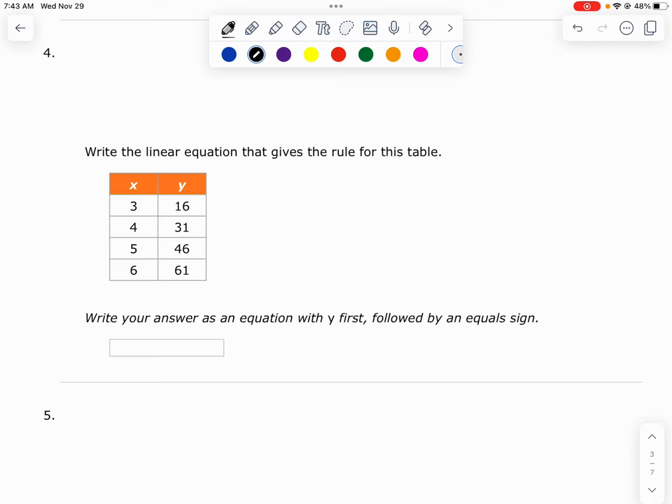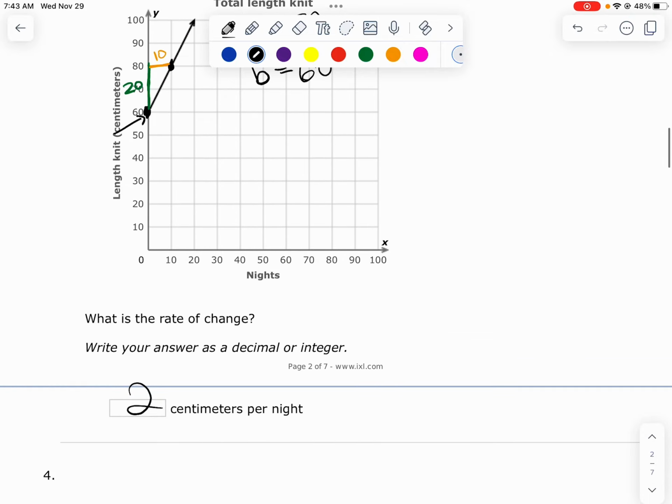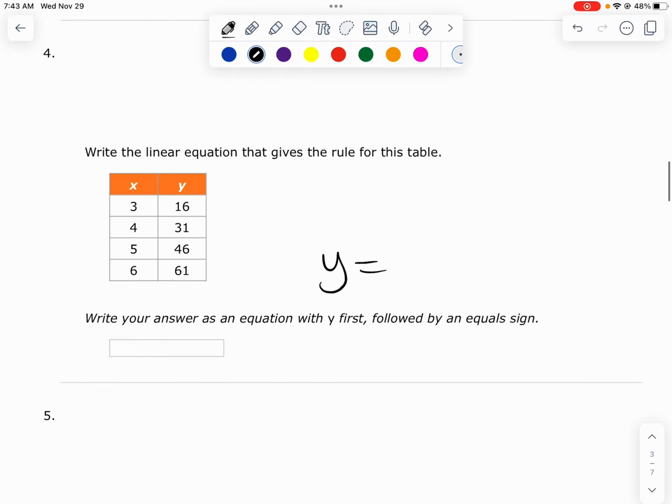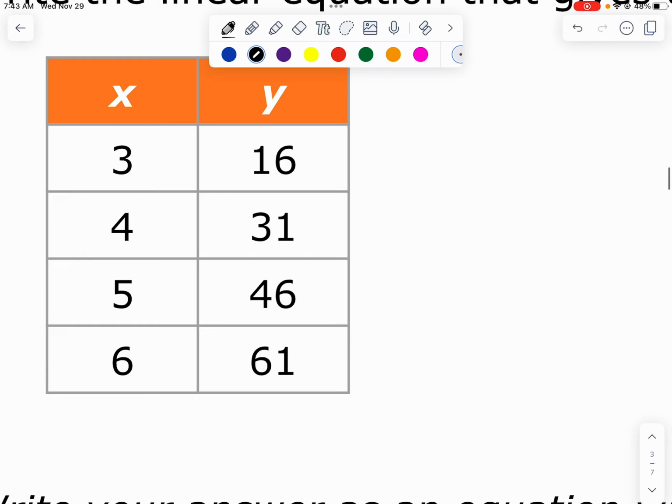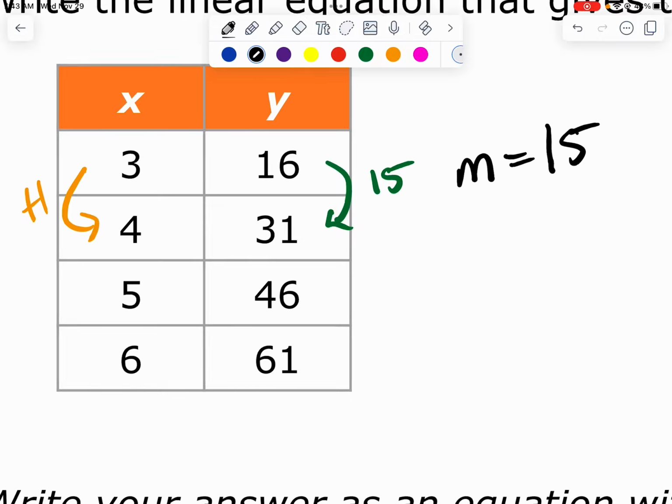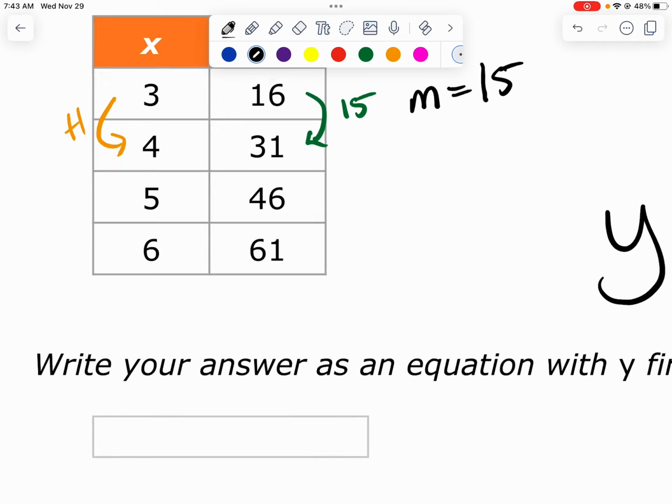This one, we need to write an equation of the line. So y equals. So, right here, this goes up by 15. This goes up by 1. So my slope on this is 15, 15 over 1. And it wants the equation of the line.